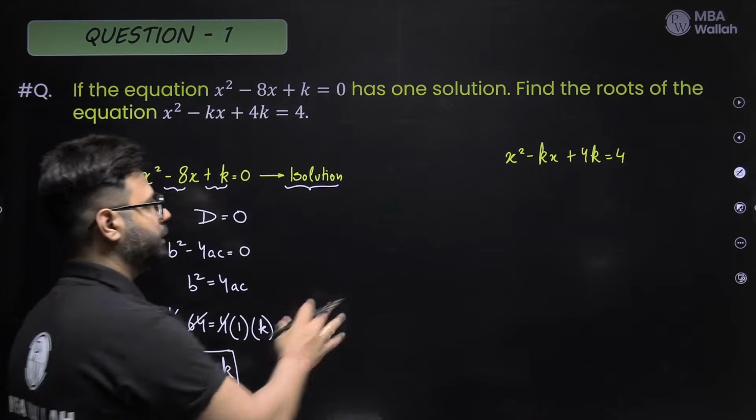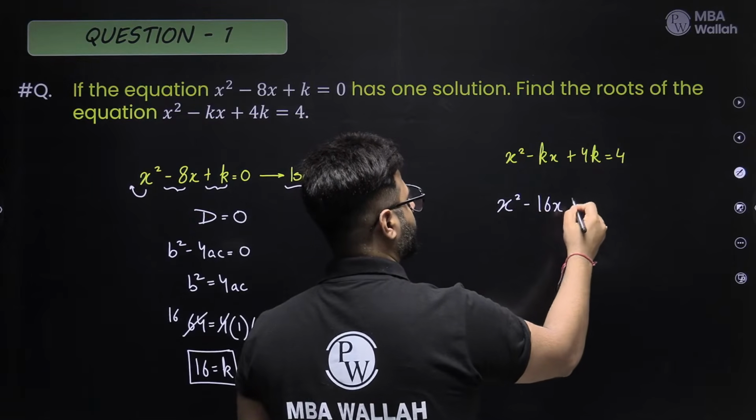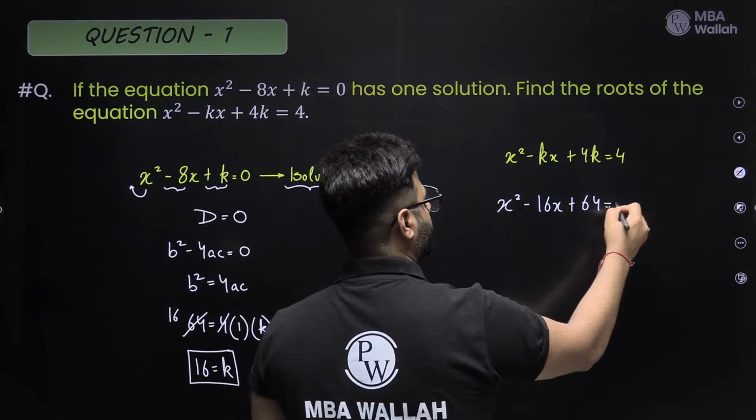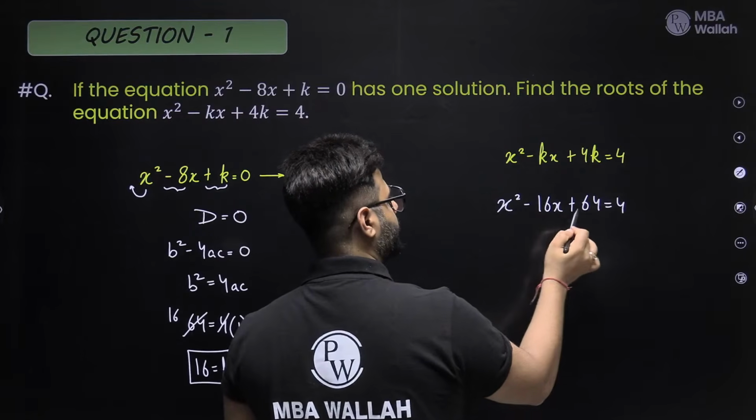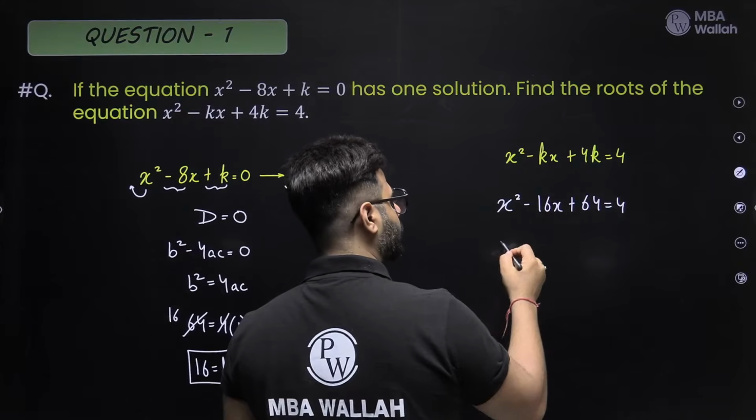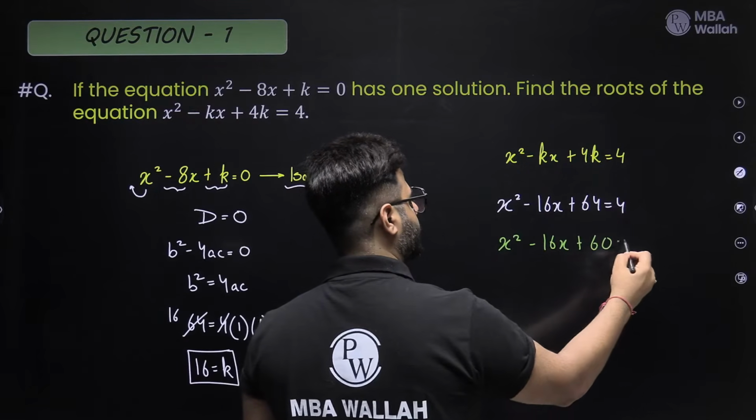Now if k is 16, let's put it over here. X square minus 16x plus 16 times 4 is 64, equals 4. Now don't tell me and say this is a, this is b, this is c. Here you don't have a 0. First make this 0. This is the quadratic equation, yes or no, guys?